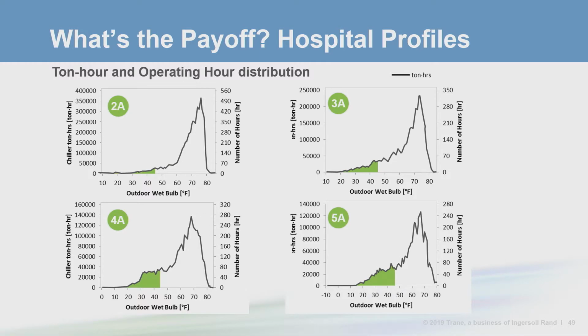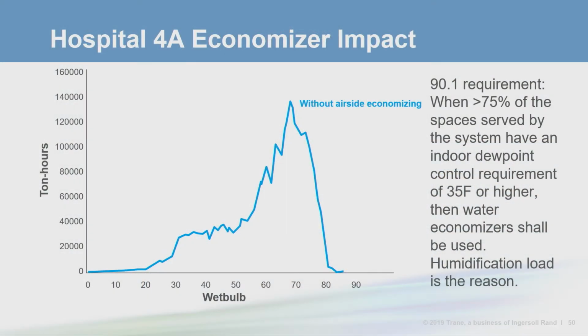And because the system isn't off at night, you get the cool nighttime hours too. All of these are balanced against humidification requirements, which sometimes means you would have to use a waterside economizer or one of the exceptions. Let's look closer at one of them. Here is the hospital in climate 4A. The area under the load curve with 45 wet bulb or lower is shaded in green.